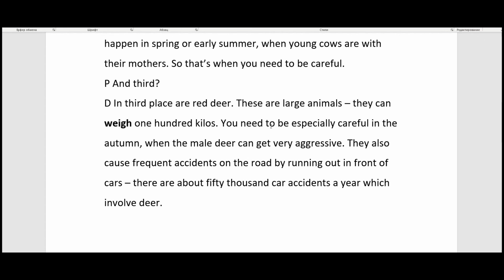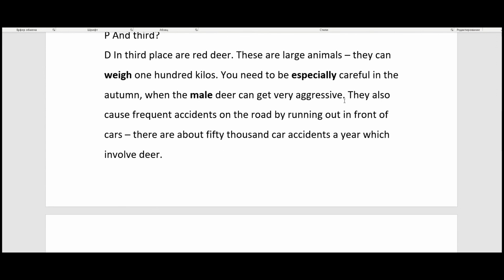Вы должны быть, или вам нужно быть особенно осторожными осенью, когда male – это самец, female – самка. Самец оленя может стать очень агрессивным. Они также вызывают частые аварии на дорогах. Еще раз, cause – это вызывать, быть причиной, frequent – частый, accidents – аварии на дорогах, выбегая, получается, на дорогу перед машинами.